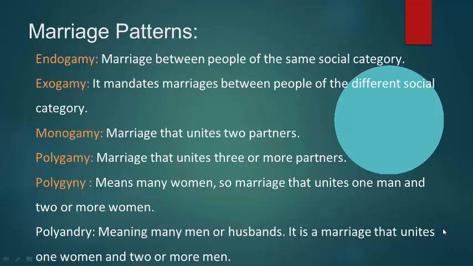Poly means multiple and gyne means woman. So when there are multiple women, it is a marriage that unites one man and two or more women. For example, in the Islamic world, in Islamic nations, this practice is more common. In the Middle East and Africa, it permits men up to four wives. Even so, most Islamic families are monogamous because few men can afford to support several wives and even more children.